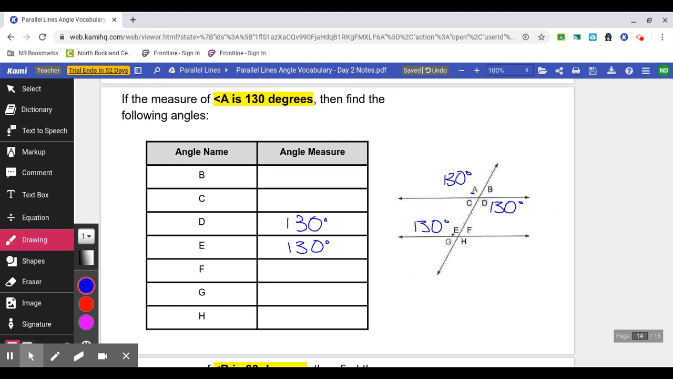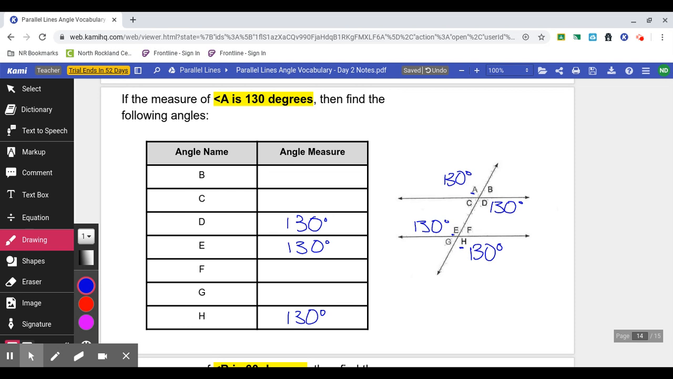Well, if E is equal to 130 degrees, H is its vertical angle, which means they also have to be equal to each other. So angle H also has to equal 130 degrees because vertical angles are equal to each other. Okay, so I'm going to fill in my chart here. Angle H is also 130 degrees. Okay, so that's all of the angles that are going to be equal to 130.